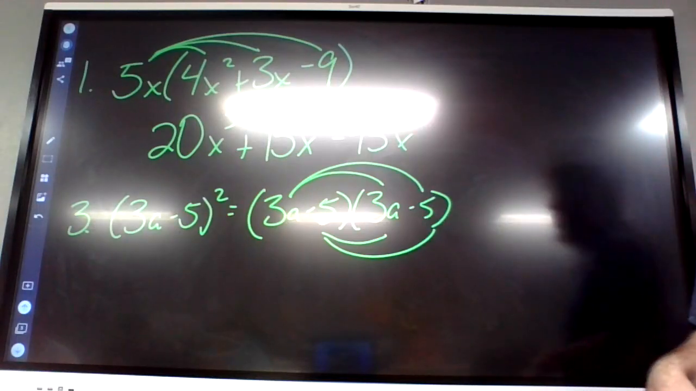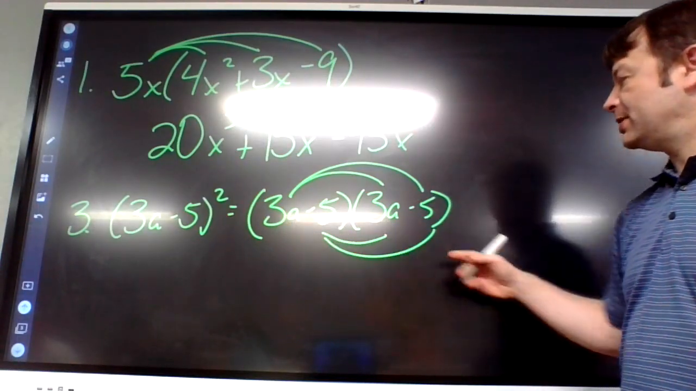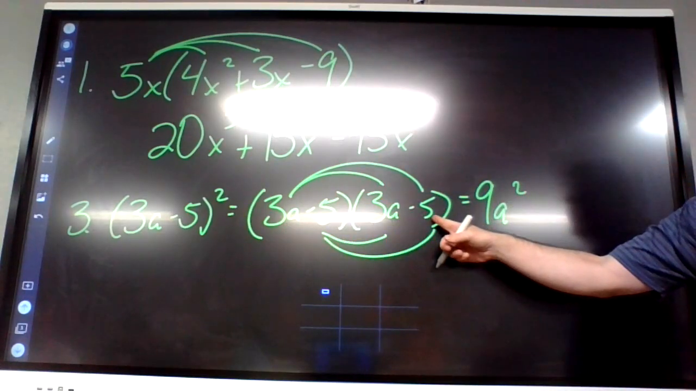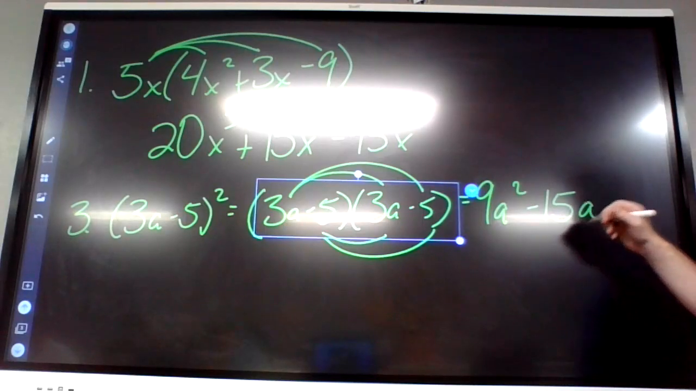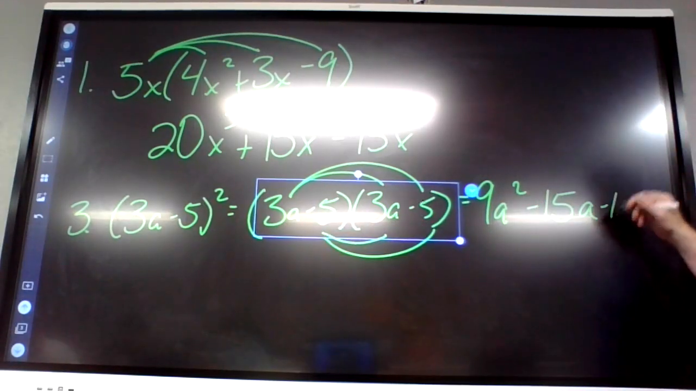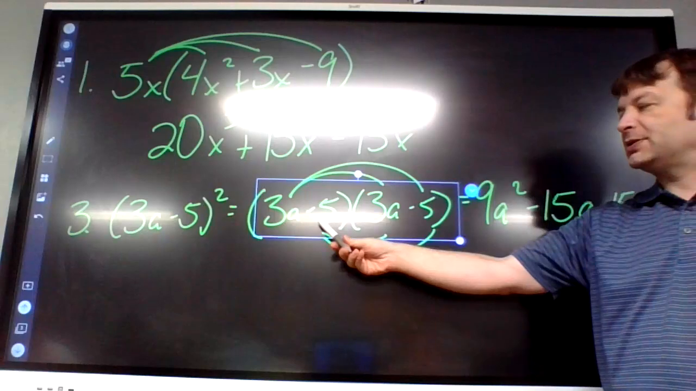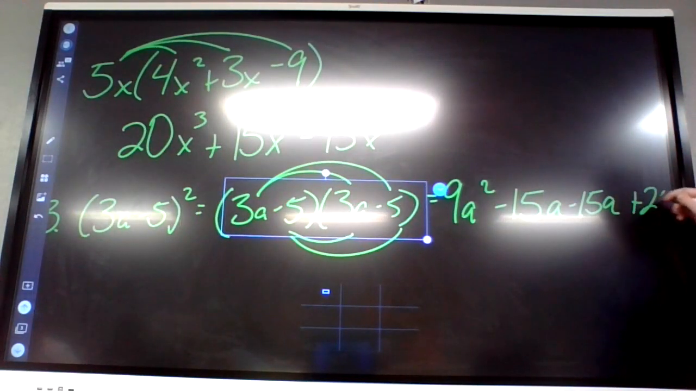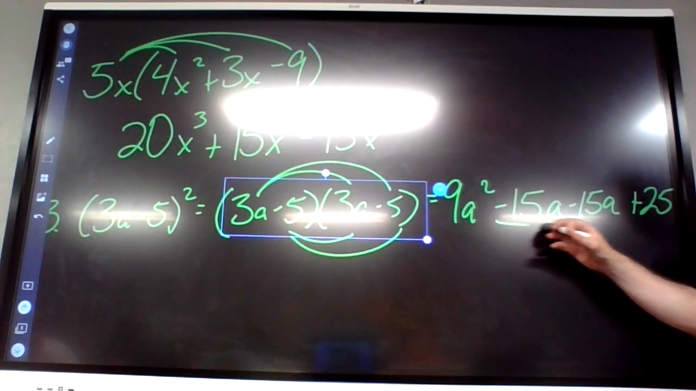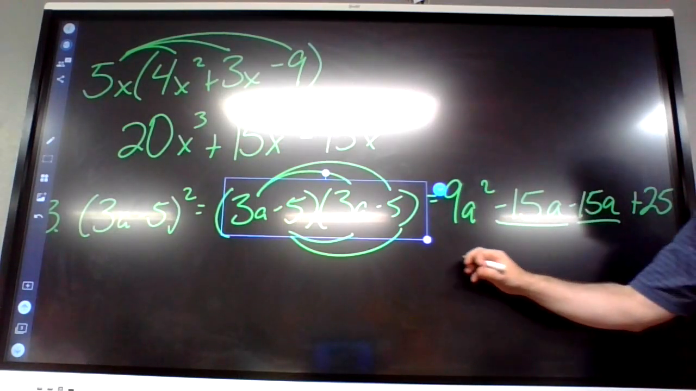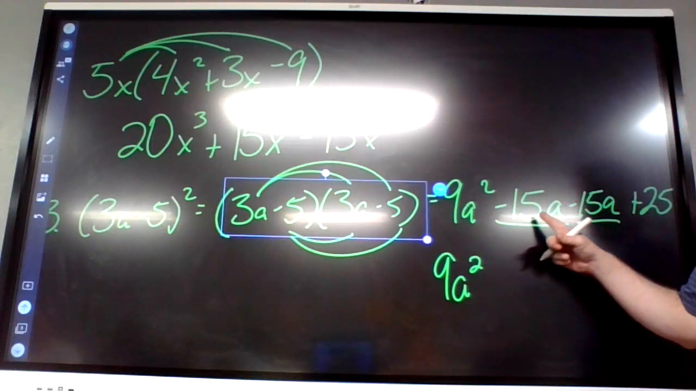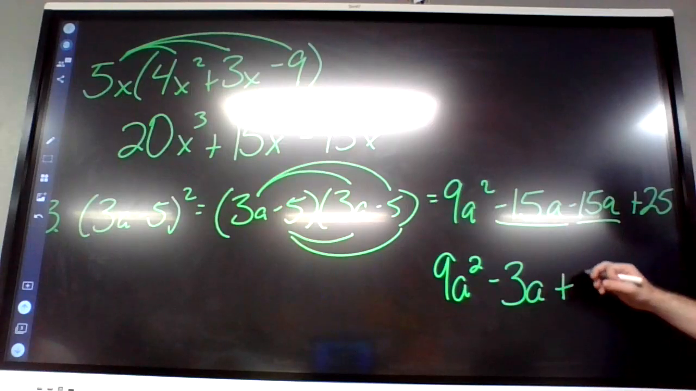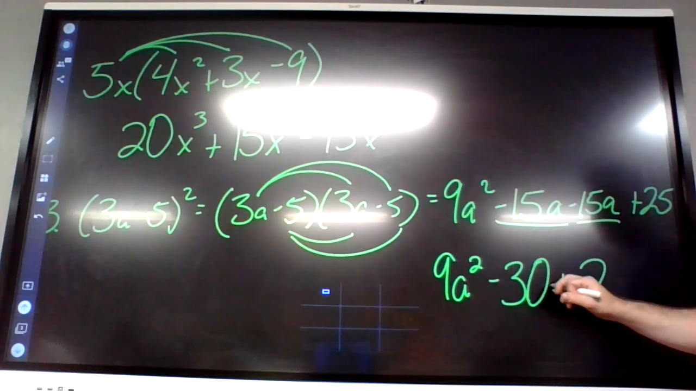Basically it's double distribute, right? 3a times 3a is 9a squared. 3a times minus 5 is minus 15a. 3a times minus 5. And the last is negative 5 times negative 5, positive 25. Okay. Most FOILs, usually there's some like terms we can add together at the end, right? In the middle? No, negative 15a minus 15a is negative 30a. Whoops, I said it and wrote it wrong.